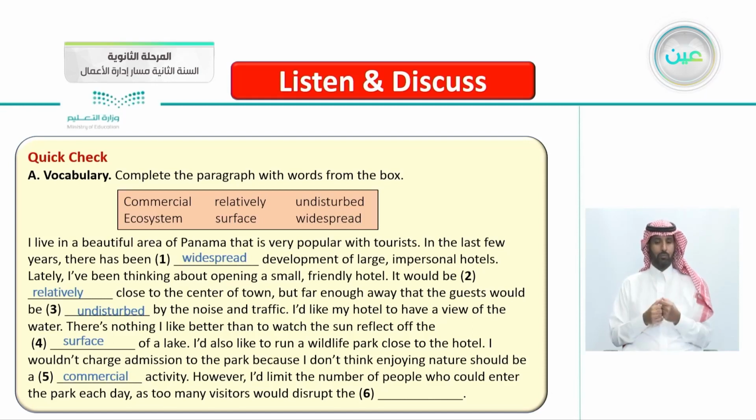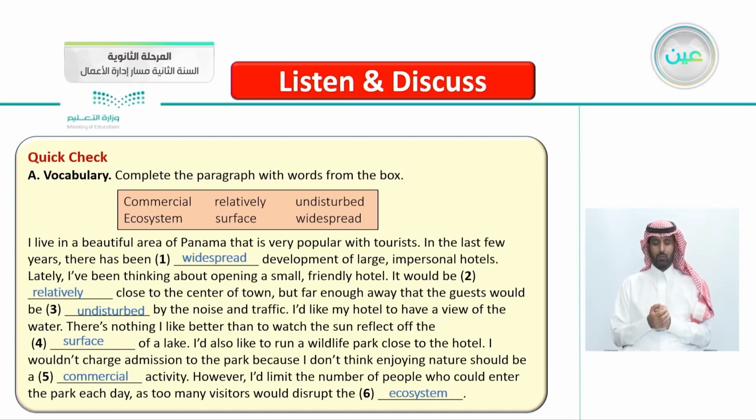How much would he be charging? He says, I wouldn't charge admission to the park because I don't think enjoying nature should be a commercial activity. However, I'd limit the number of people who could enter the park, so not anyone can come. He would limit the number of people who could enter the park each day, as too many visitors would disrupt the ecosystem. So this is the paragraph here.